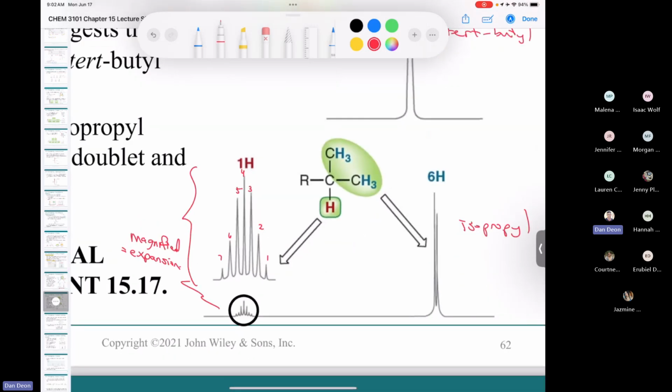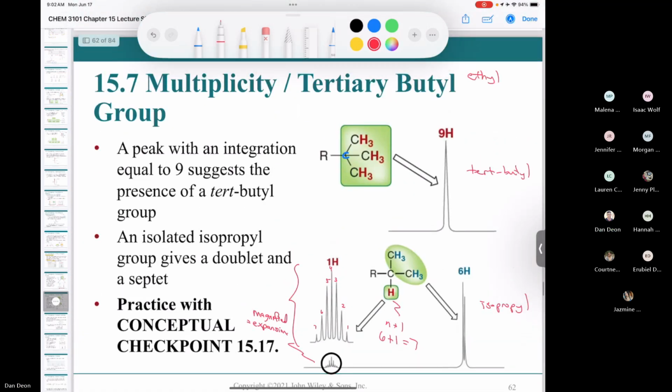So we get, again, reviewing n plus 1, it's 6 neighbors plus 1, which gives us a total of 7. Give me a thumbs up if you're even 50% of the way with me on an ethyl group, a tert-butyl, and an isopropyl. Cha?